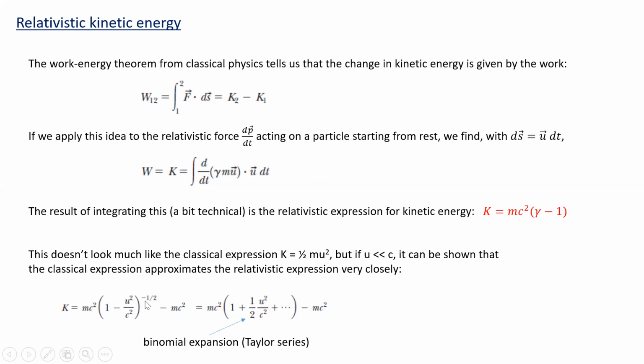And so the Taylor series for this expression, 1 minus u squared over c squared to the minus 1/2, turns out to be 1 plus 1/2 u squared over c squared plus terms of higher order, u to the 4th over c to the 4th, and etc.